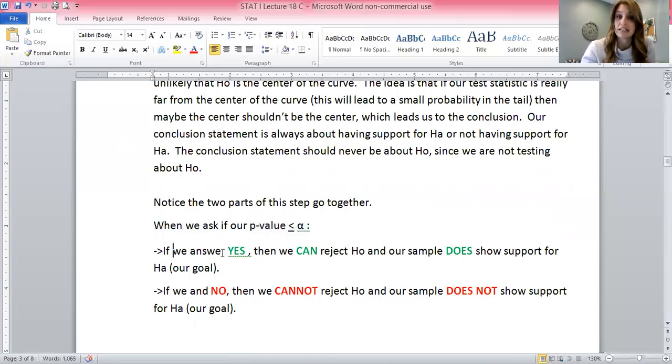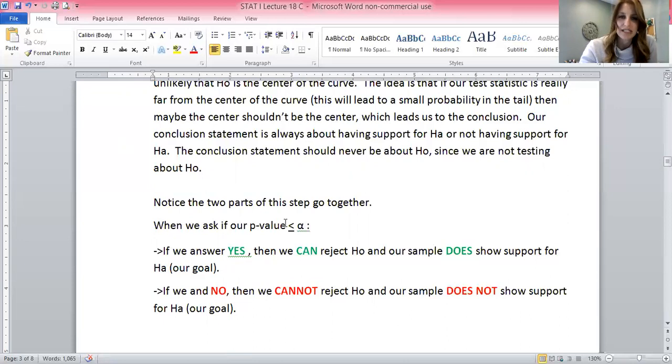I can answer yes. If I answer yes, then we can reject our null hypothesis. And our sample does show support for our goal, our new idea. Or if we answer no, that our p-value is not less than our alpha, then we cannot reject our null hypothesis, that common view. And our sample does not show support for our HA, for our goal.